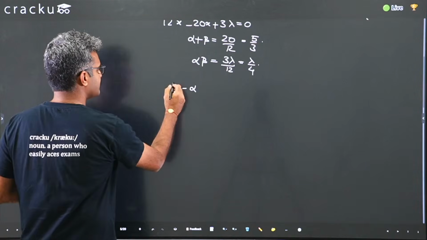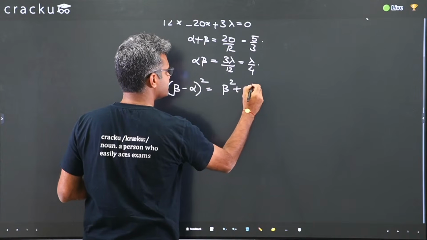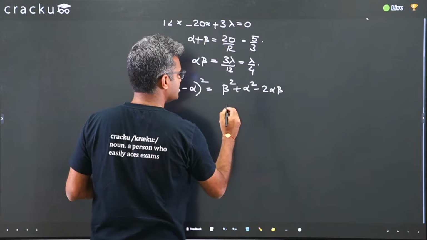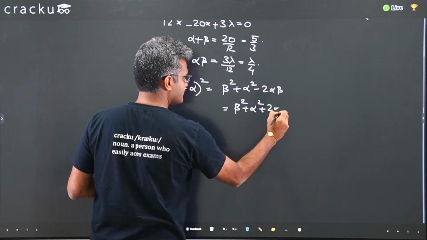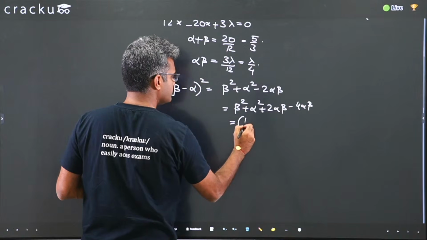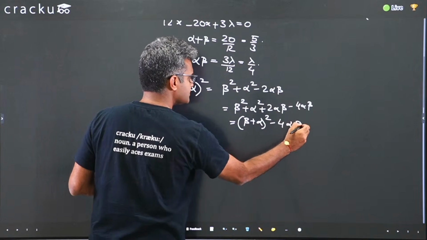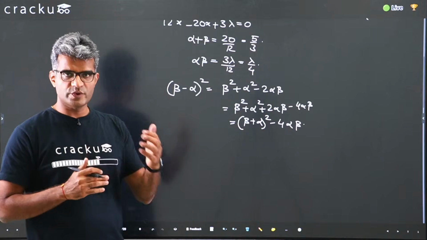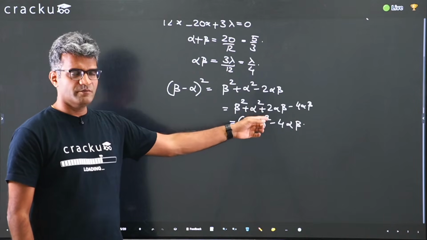But we know that beta minus alpha whole square is equal to beta square plus alpha square minus 2 alpha beta. This is beta square plus alpha square plus 2 alpha beta minus 4 alpha beta. Or this is simply equal to beta plus alpha whole square minus 4 alpha beta. So whenever you are given beta minus alpha, or whenever you are given the difference between roots, try to square it so that you can express it as the sum of the roots whole square minus 4 times the product of the roots.